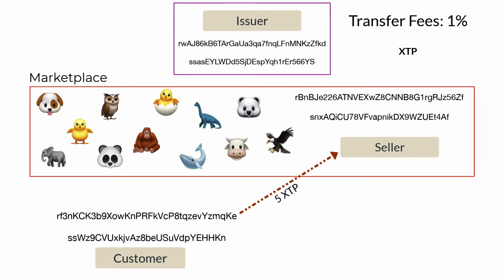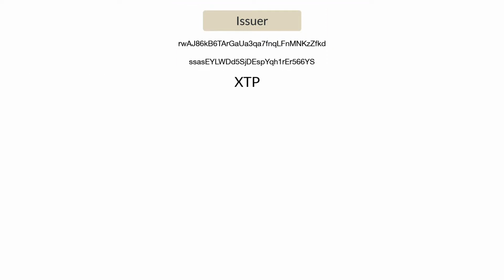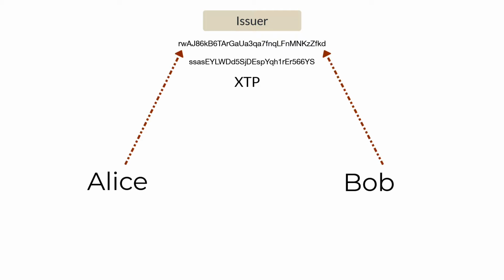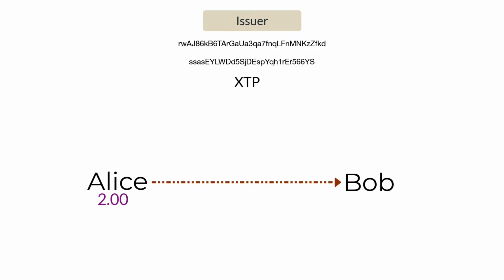Now let's see how exactly this transfer fee works between two parties. Of course, both parties should have established a trust line with the issuer. Now Alice wants to send 2 XTP to Bob, but Alice, along with 2 XTP, should also include the 1% transfer fee set by the issuer. In that case, in a single transaction, Alice sends 2 XTP to Bob and also 1% of transfer fee to the issuer. Well, the tokens paid in the transfer fee are burnt and no longer tracked in the XRP ledger.